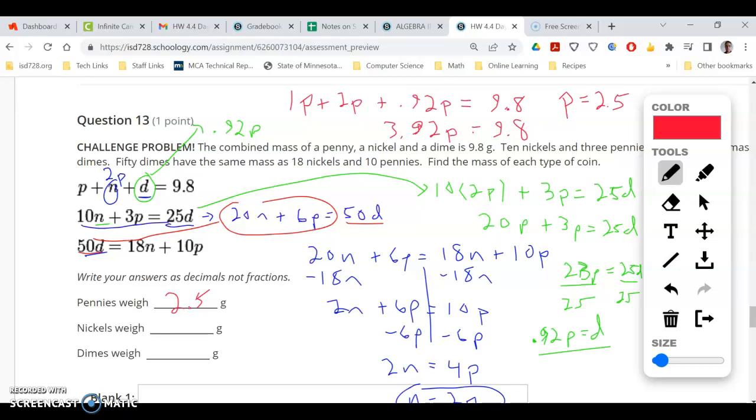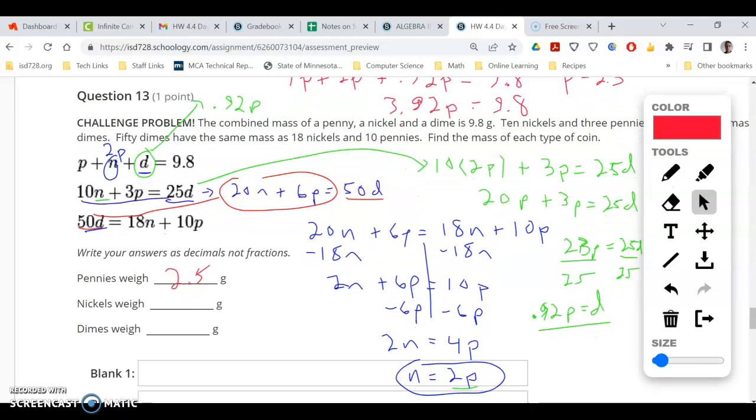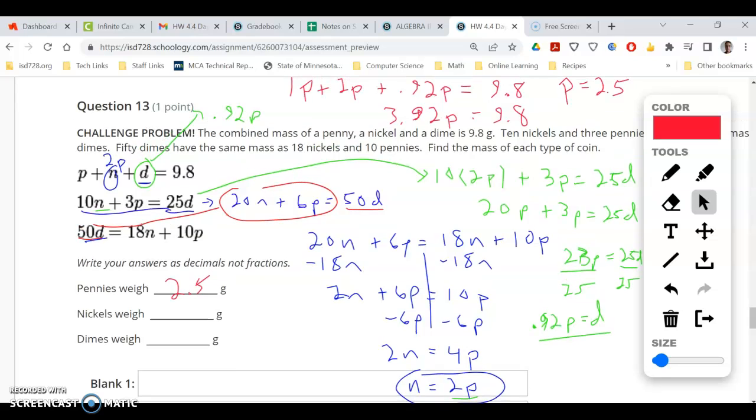I kind of ran out of space here, but a nickel is worth twice what a penny is. So if a penny is 2.5, then a nickel, I'm just going to double that to get 5. So I'm going to put 2.5 in here, and that means nickel is 5. And now dime must be whatever's left over. So penny plus nickel plus dime was 9.8. If I add penny and nickel, that's 7.5. So 7.5 plus the weight of a single dime is 9.8.